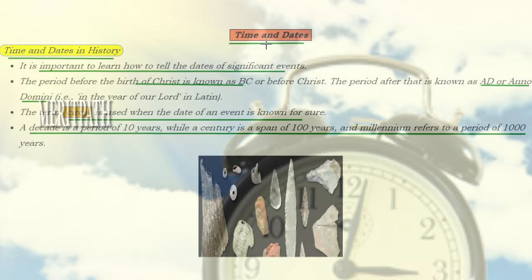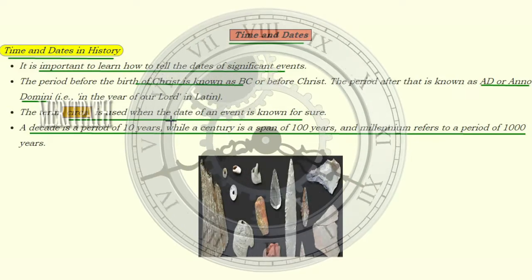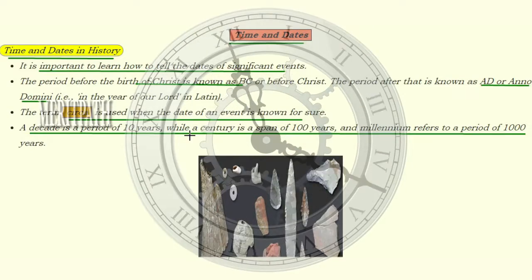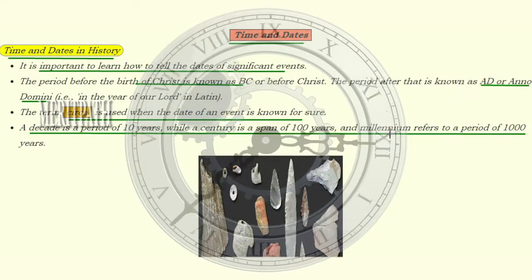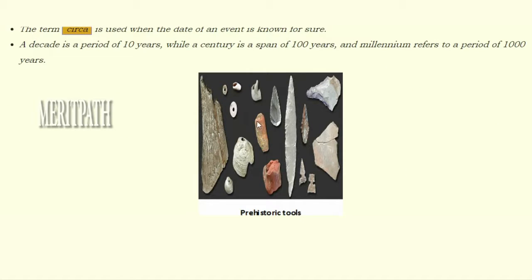Next, let's see about time and dates. It is important to learn how to tell the dates of significant events in history. So this time period is divided into two things, BC and AD. So BC means before Christ or the birth of Christ, and AD is Anno Domini, that is the year of our Lord. And the term circa is used when the date of an event is not known for sure. And then decade means a period of 10 years, a century means a period of 100 years, and millennium means a period of 1000 years.